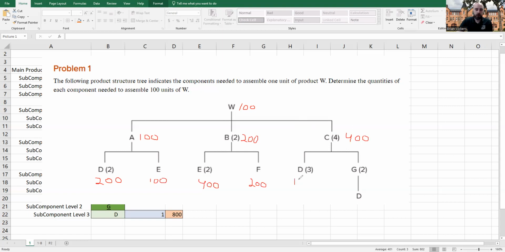400 times 3 is 1200. 400 times 2 is 800, and 800 times 1 is 800. And then you just add them up.